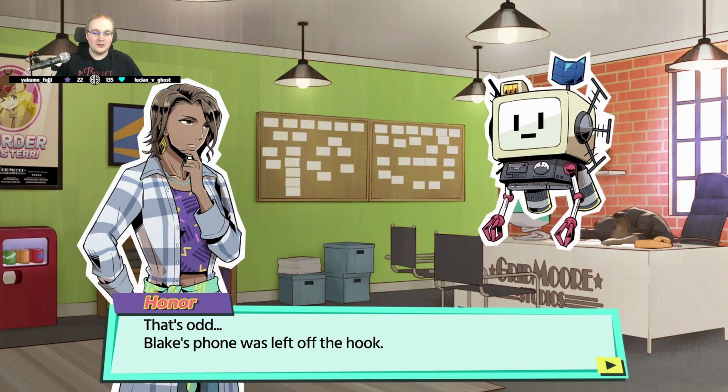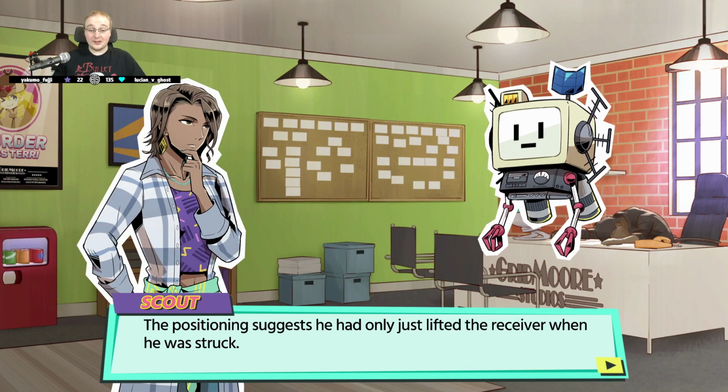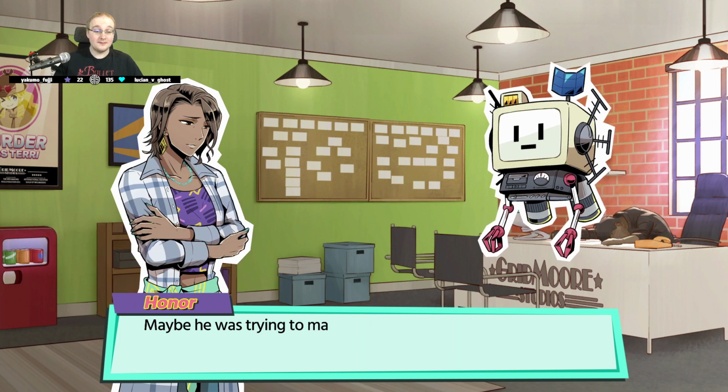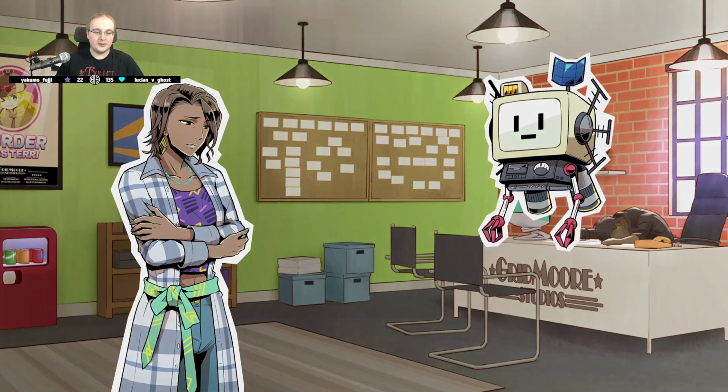That's odd. Blake's phone was left off the hook. The positioning suggests he had only just lifted the receiver when he was struck. Maybe he was trying to make a call, but the killer got him.